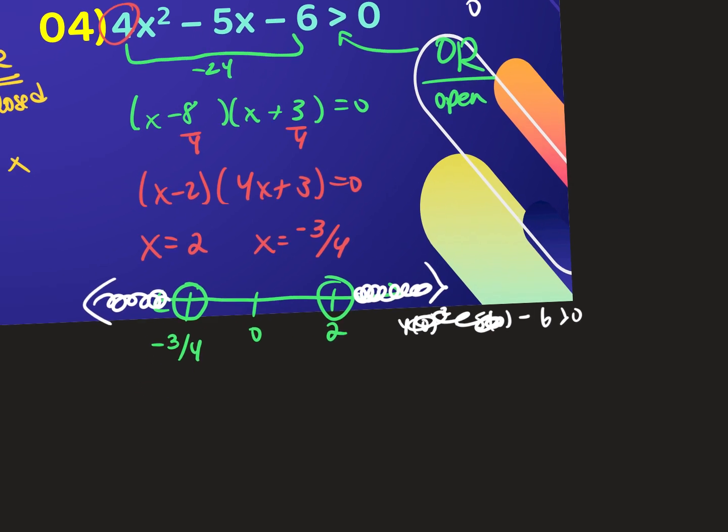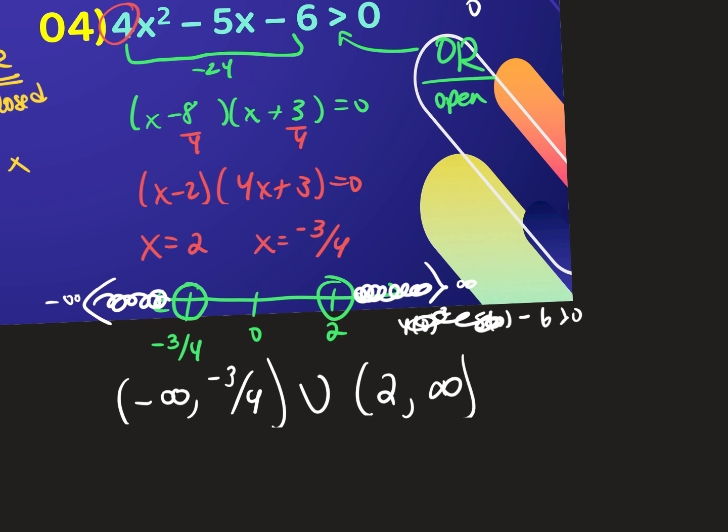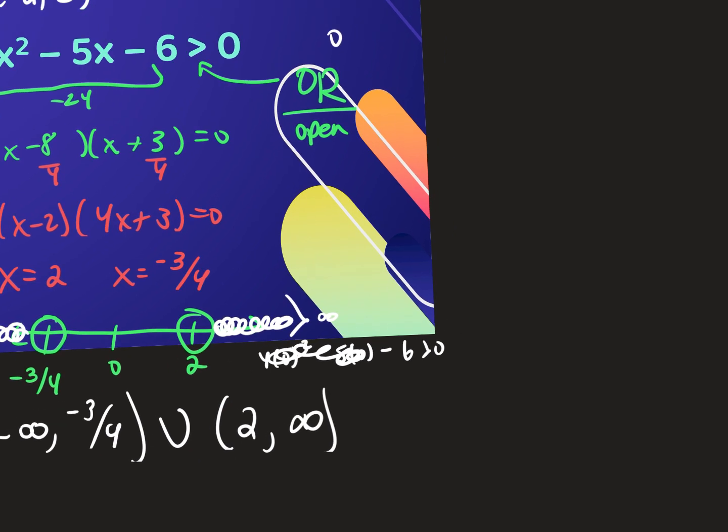What would our interval notation look like? From left to right. Here's negative infinity over here, positive infinity over here. Parenthesis, negative infinity to negative 3/4, parenthesis, perfect, union, parenthesis, 2, comma, infinity. Perfect.